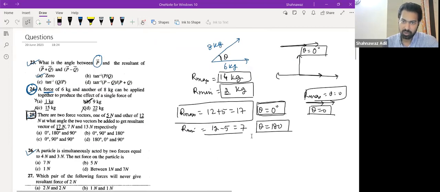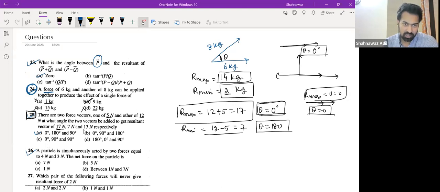Okay. So this is 12 minus 5, you get 7, right? So A minus B is for theta equals 180 degrees. So which are the two options that you are choosing? 0 degree, 180 degree. 0 degree, 90 degree is not the case. So this option is correct.